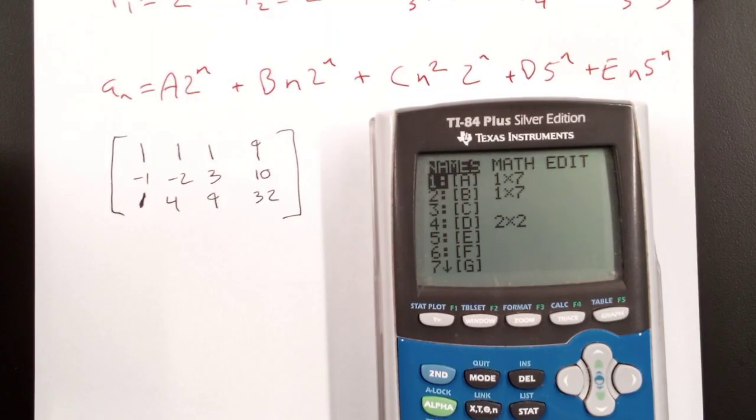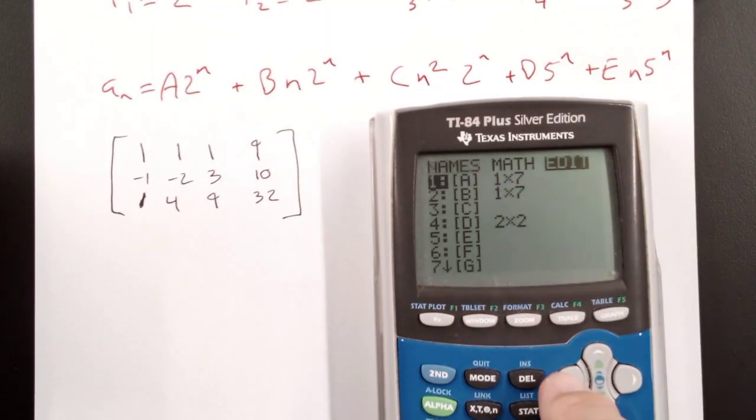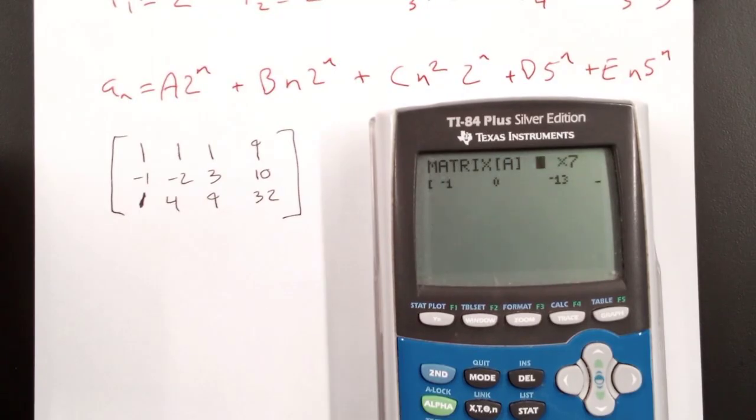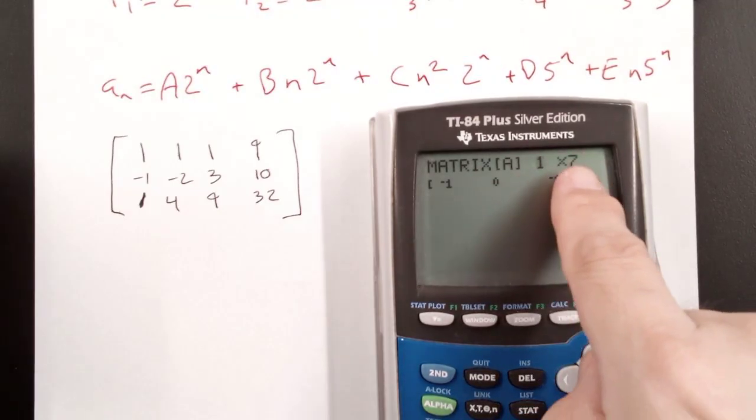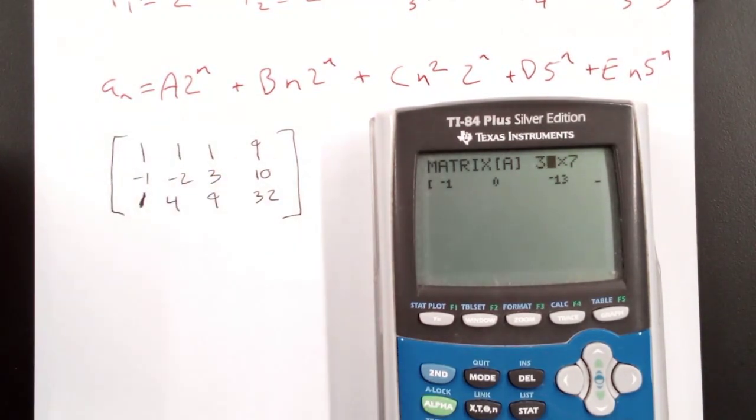I'm going to put together an array. I'm going to use this first one. You can use whichever one you want, and I'm going to edit it. Edit, matrix A. Right now, our matrix is 1 row and 7 columns. If you don't have numbers up there, you might not see anything. You might only see a single square. I need to put the number of rows and the number of columns. 3 rows, 4 columns.